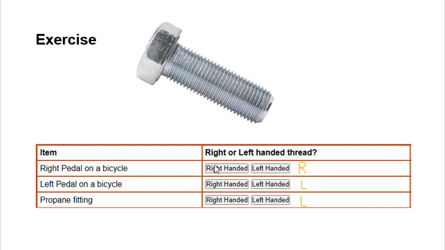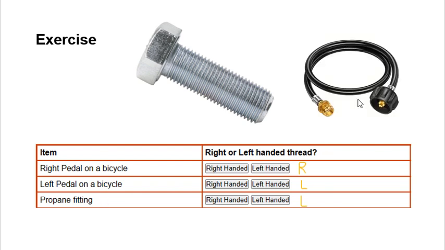So right hand is clockwise, so bicycle pedaling, the right is right-handed, which is you're pedaling in a clockwise direction. Therefore it's R for right-handed. And the left pedal, of course, is going to be counterclockwise, so therefore left-handed. Propane fitting, I'll have to show you.